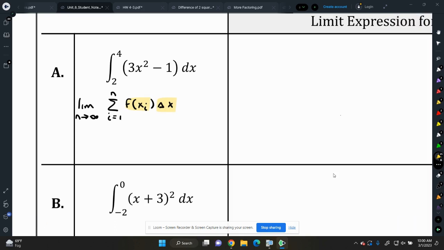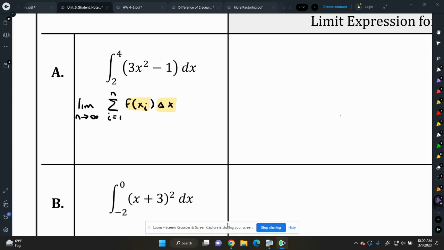Will it ever tell you i is the width? i is each rectangle. So n refers to the number of rectangles, right? So when i equals 1, that's the first rectangle. When i equals 2, that's the second rectangle.